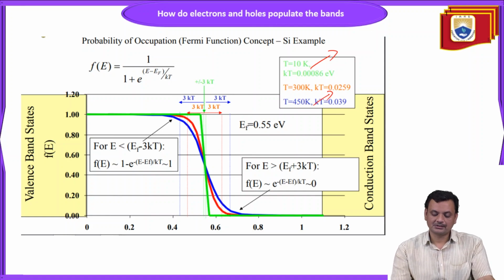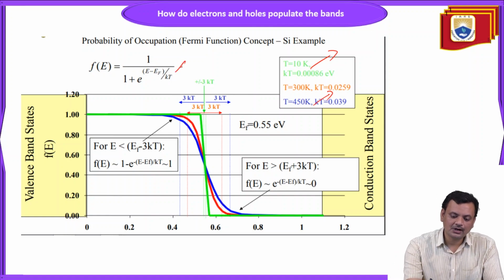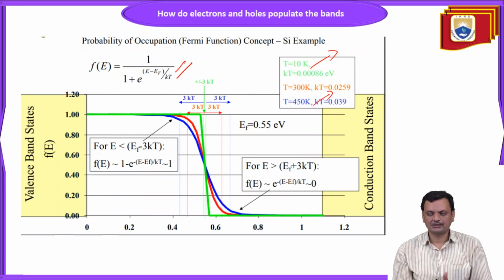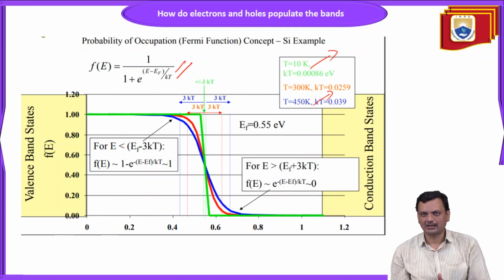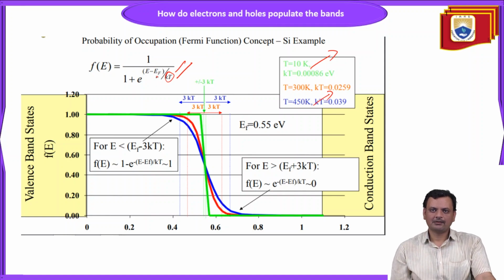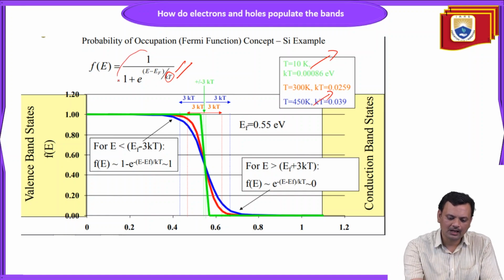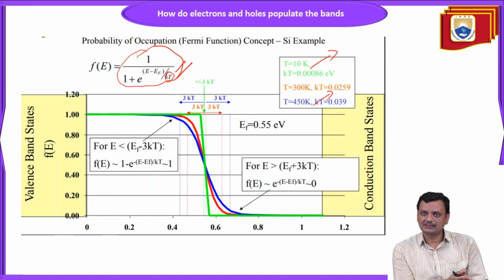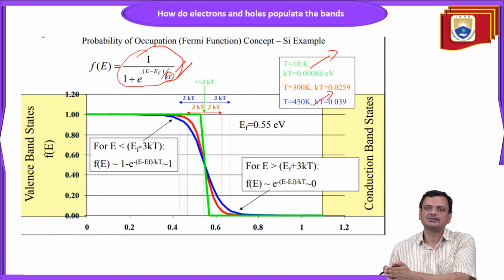Okay, at higher temperature. So see, Fe is what? Form of Fe is 1 upon 1 plus e to the power (E minus Ef) upon kT. And once the kT is increasing here, what happened? This overall value of Fe is decreased. So if Fe is decreased in valence band, 1 minus Fe will increase in conduction band.